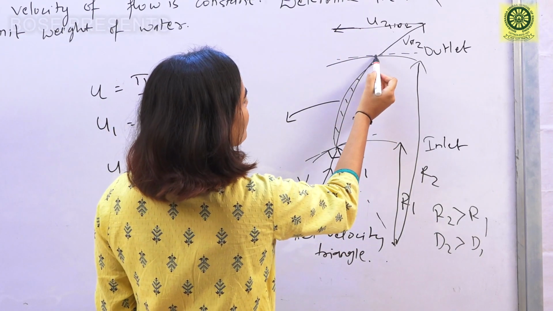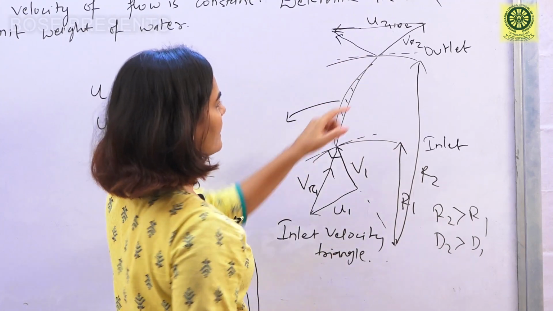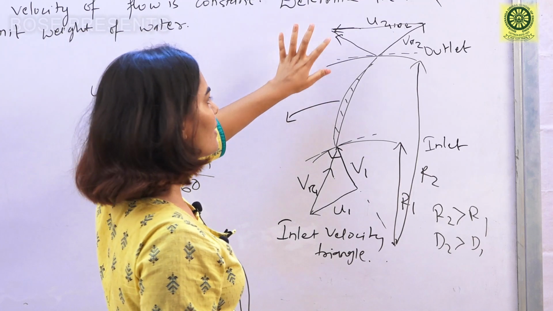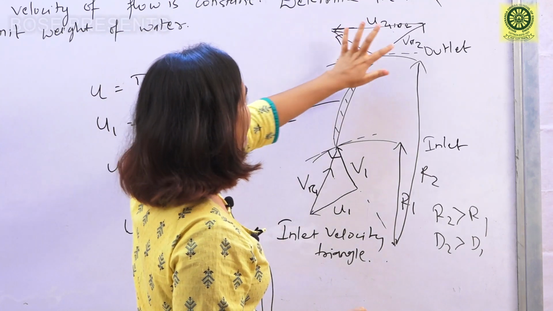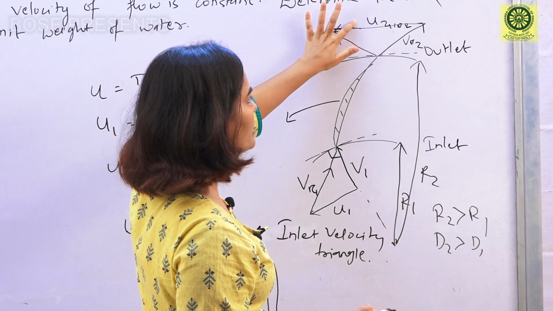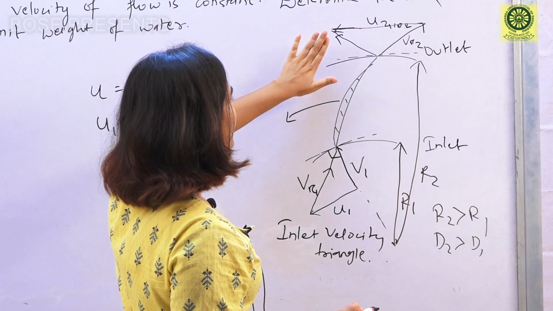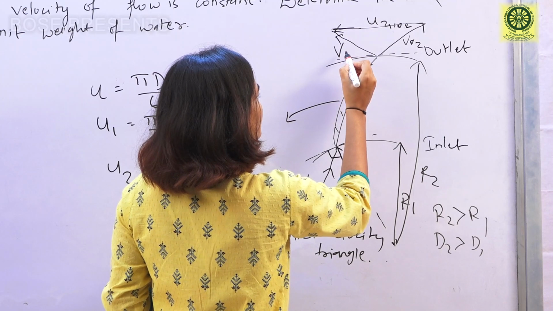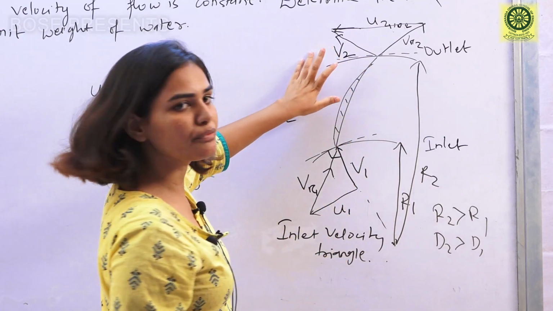Now if we join these two, what will we get? We have relative velocity and velocity of the impeller, but what is missing over here? Absolute velocity is missing. So this will be the absolute velocity, which we denote as V2.